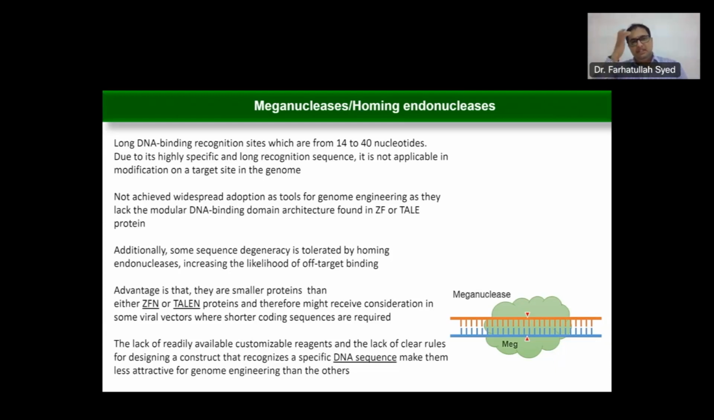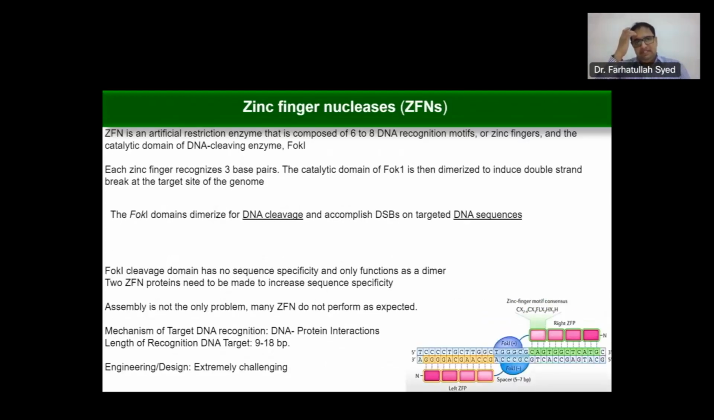The second class is zinc finger nucleases. The zinc finger is an artificial restriction enzyme bound to a FokI domain dimer for DNA cleavage, which leads to a DNA double-stranded break. All these genome editing tools lead to double-stranded or single-stranded breaks. So they combine and engineer together the zinc finger plus the nuclease activity of FokI to create zinc finger nucleases.